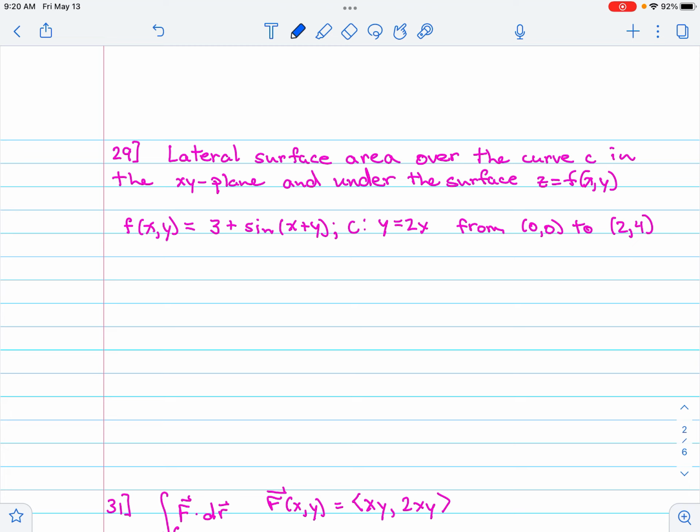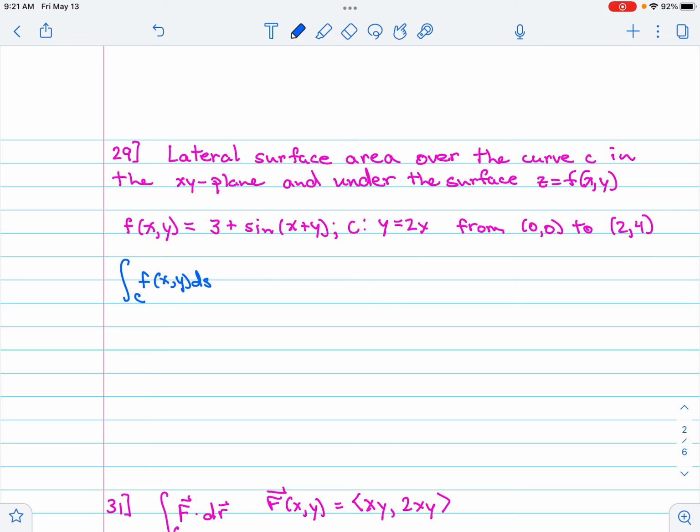Here we're asking for the lateral surface area over a curve C in the xy plane and under a surface. Now, when we first talked about line integrals for scalar functions, this is how we motivated it. We talked about it being the surface area. So we've got this curve, f of xy, and we've got C equals y equals 2x. Now, of course, we've got this situation. This is the type of integral that we're thinking about.